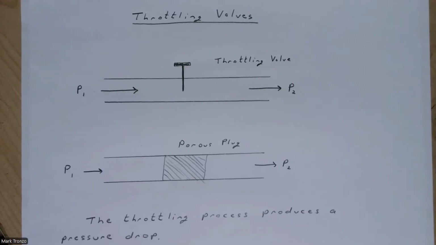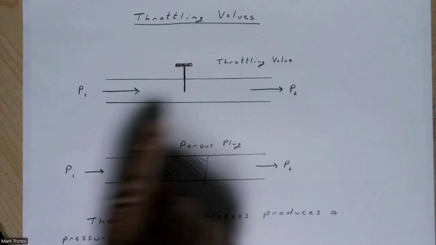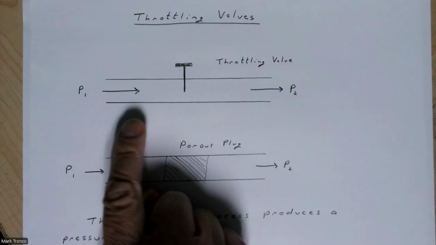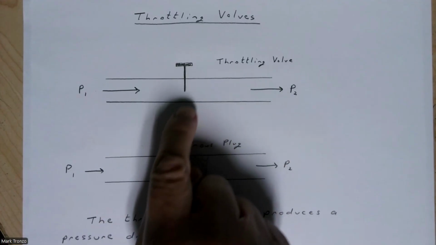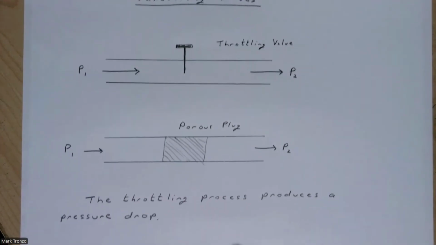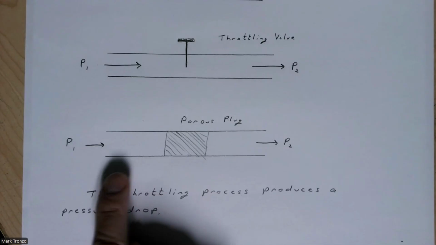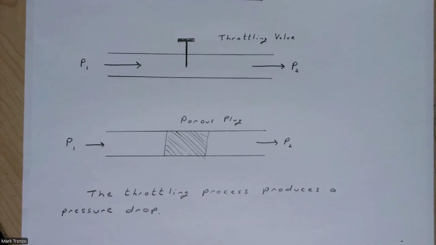In this video, we're going to look at the throttling process, and we're going to look at throttling valves. The throttling valve usually will reduce the pressure, and you'll have high pressure coming in, going down to low pressure. It could be through a valve, maybe an adjustable valve, or perhaps through a porous ring of some kind. The pressure is high here, and it gets lower here, so it produces a pressure drop.